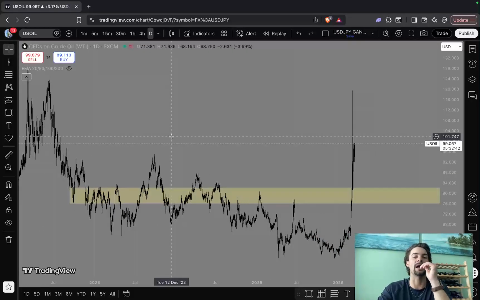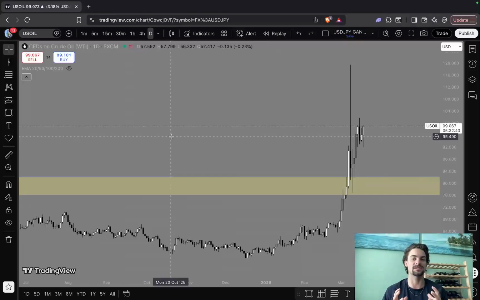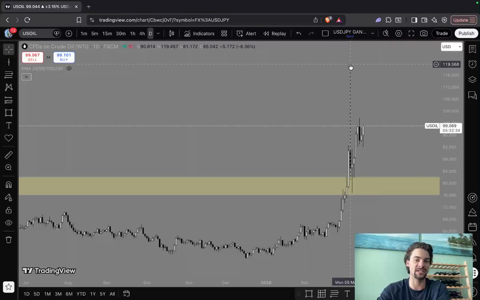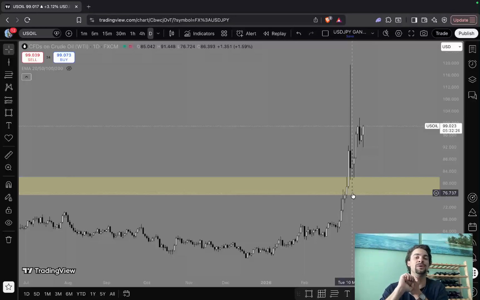And the reason why is because price had to rebalance before going higher. At first, the market overreacted, right? We drove all the way up to 117. It came cratering down, not only taking out leverage positions, but rebalancing price before continuing higher.